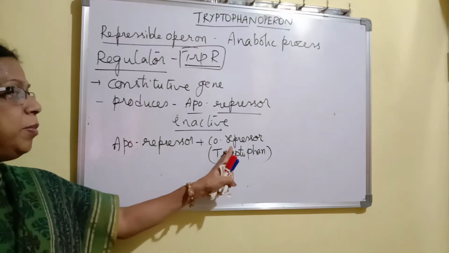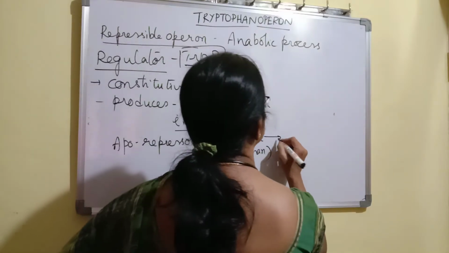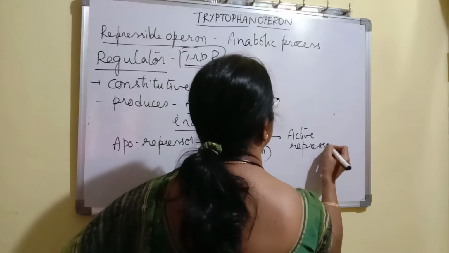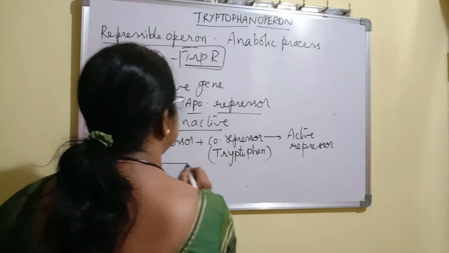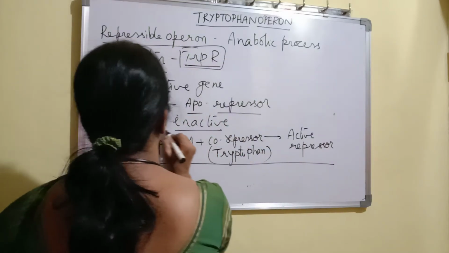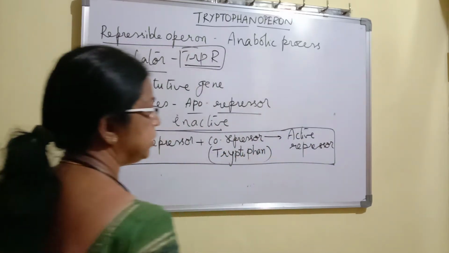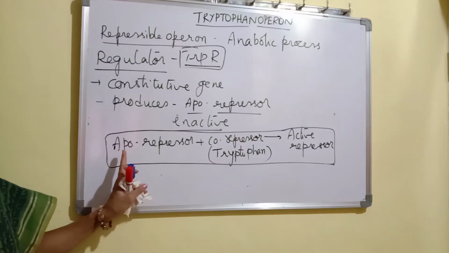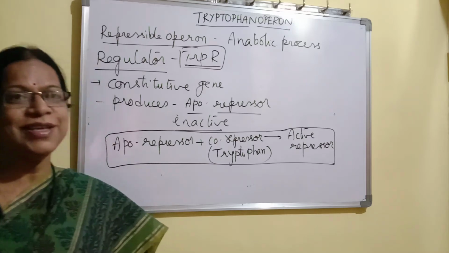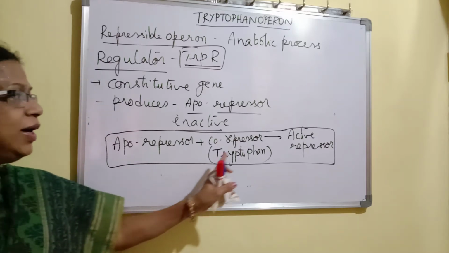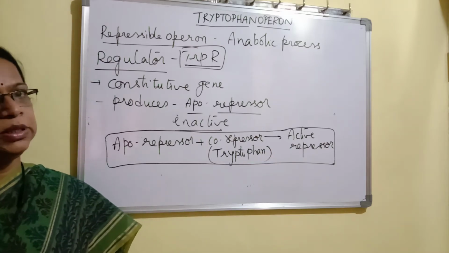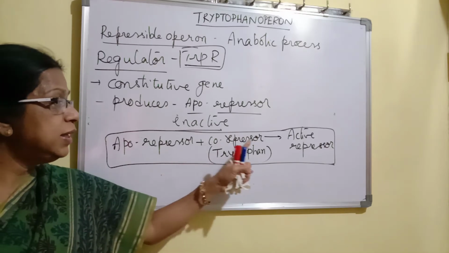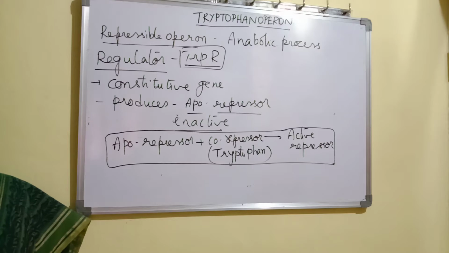When aporepressor combines with co-repressor, it changes to the active form of repressor. When it changes to the active form of repressor, then this active repressor can bind to the operator and then transcription cannot take place. So this association of aporepressor and co-repressor is very important here. It forms an active repressor. This formation of active repressor takes place when the end product, tryptophan, is present.